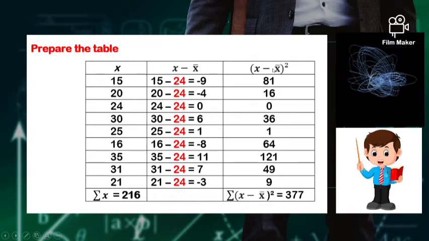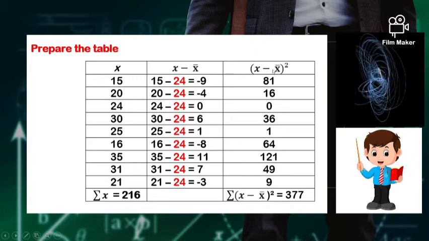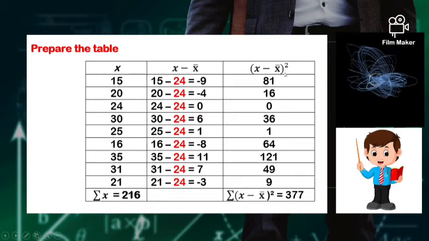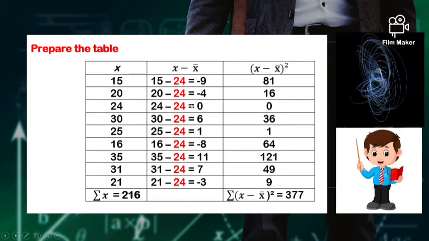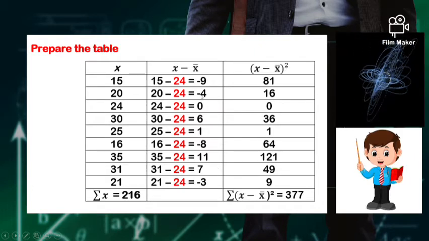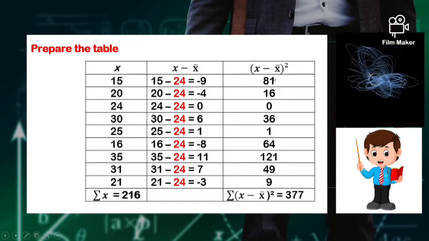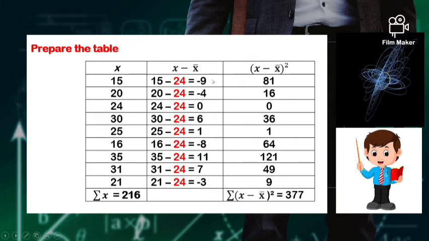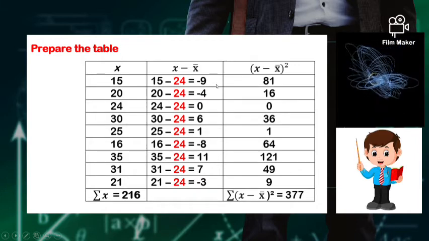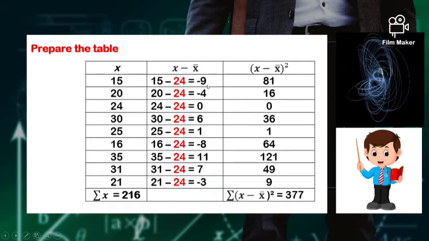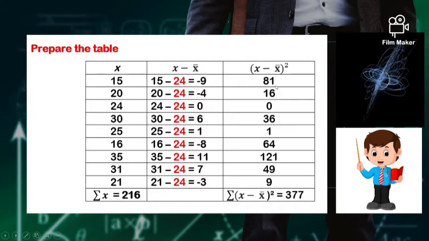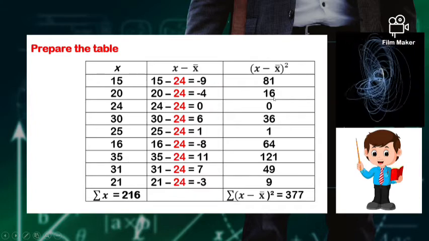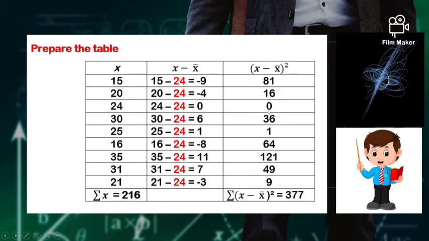Your x minus the mean score, or the score minus the mean score, is to be squared. You have to square it, meaning our difference here will be squared in this column. So negative 9 times negative 9, because we square negative 9, that's positive 81. And you square negative 4, that's 16. And you square 0, it's still 0.